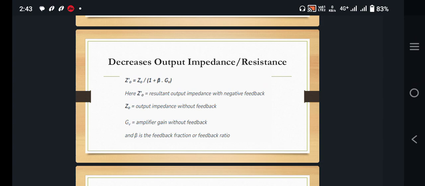Z0 dash is equal to Z0 divided by 1 plus beta into GV. Here Z0 dash is the resultant output impedance with negative feedback, where Z0 is the output impedance without feedback. GV is the amplifier gain without feedback. Beta is the feedback factor.